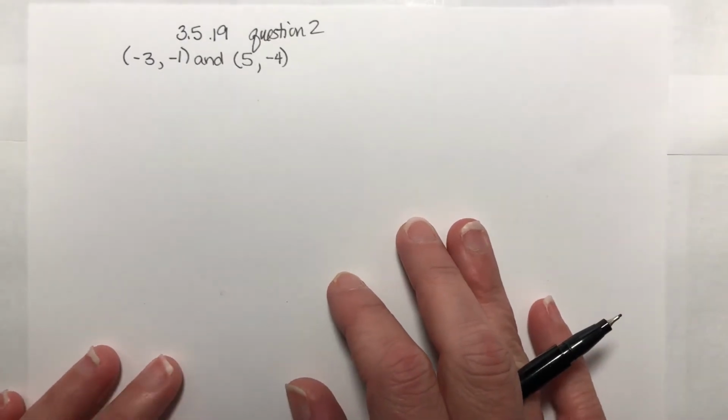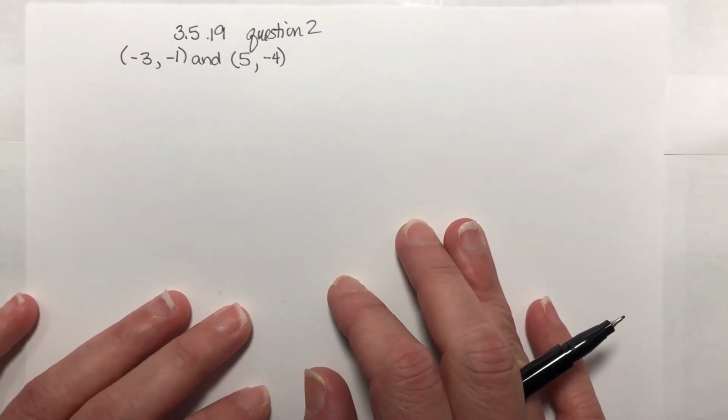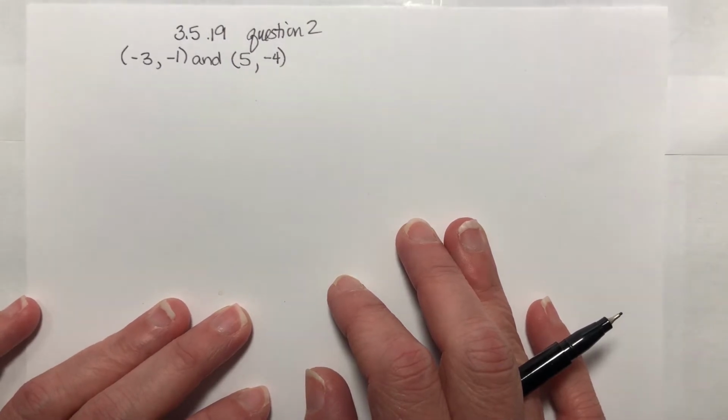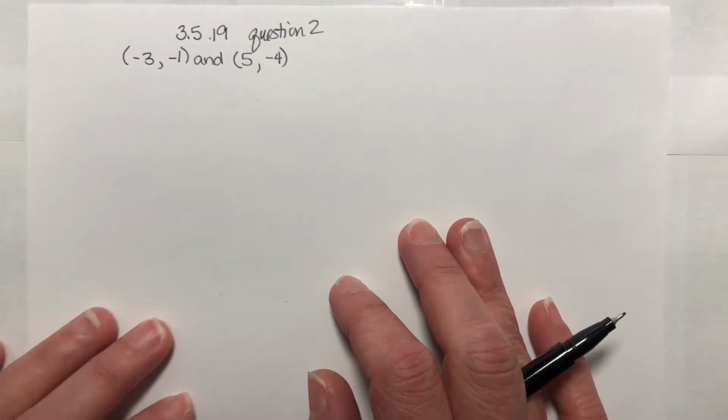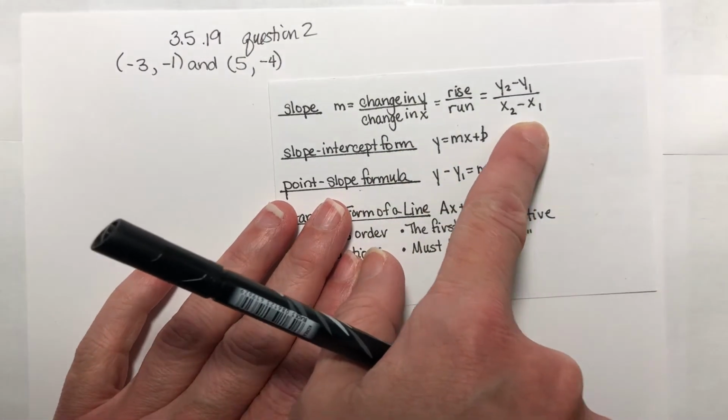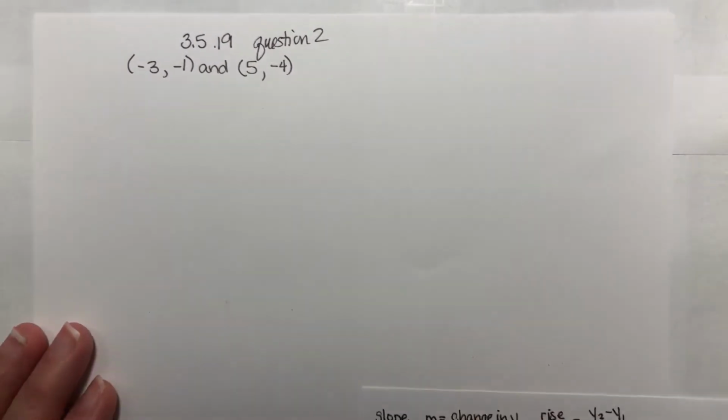This is question number 3 from section 3.5, number 19. We want to find the equation of the line that passes through the 2 points, (-3, -1) and (5, -4). We are not given a slope, but we are given enough information to find a slope.